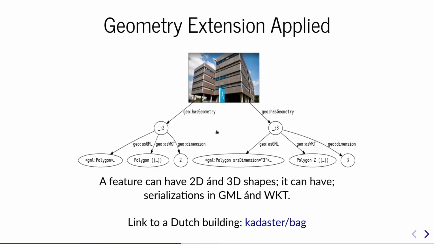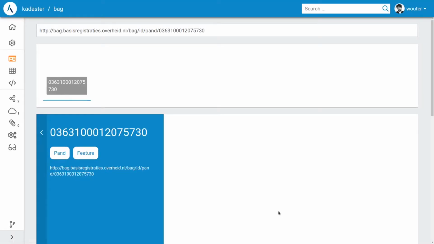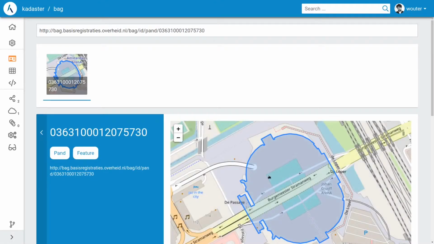Now, this is already making things a little bit more concrete, because here we can see pictorially how the data representation would look, but nothing beats actual data, actual examples. So let's go look at a Dutch building. This is published by Kadaster as part of the base registry of buildings, BAG. That's one of the key registries in the Netherlands.